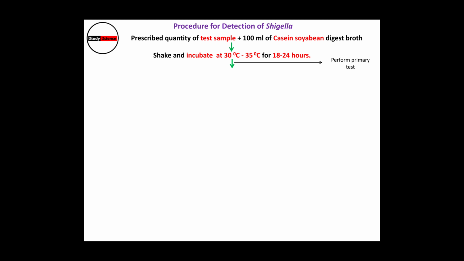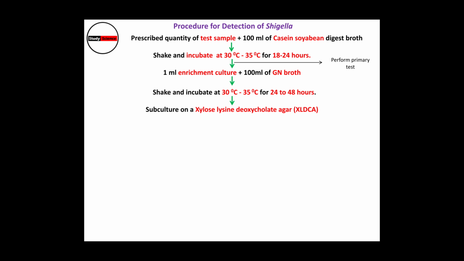Then perform the primary test, in which we have to add 1 ml enrichment culture and 100 ml of GN broth. Shake it and incubate at 30 degrees Celsius to 35 degrees Celsius for 24 to 48 hours.